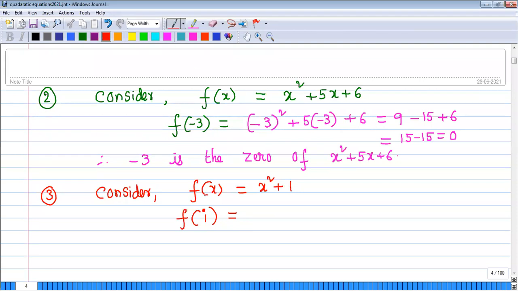Okay. So now f(i), that means i² + 1. The great mathematician Euler or Hamilton, they introduced the imaginary unit whose value i² is equal to -1. Now in the place of i², replace -1. -1 plus 1 is 0. That means the complex number i is the zero of x² + 1. But x² + 1 has no real zeros. It has only complex zeros or imaginary zeros.